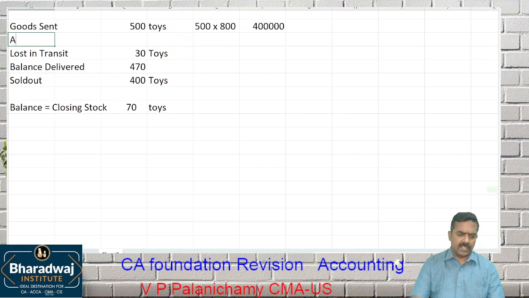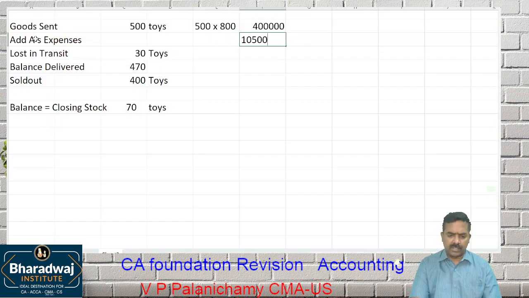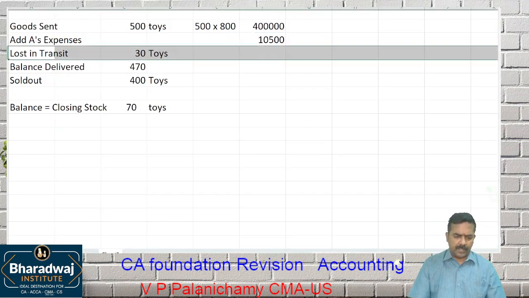Add all the consignor's expenses. Who's the consignor? A's expenses, all expenses. How much? 8,000 plus 2,500, 10,500. So wait.